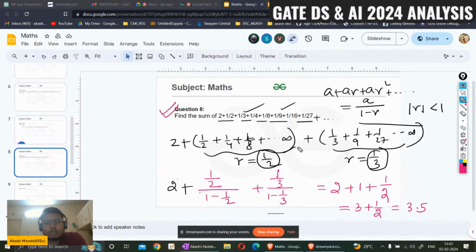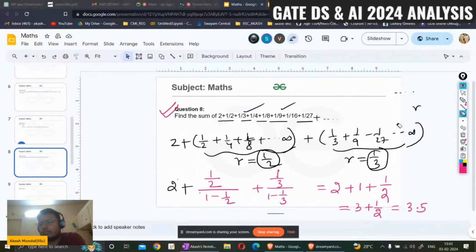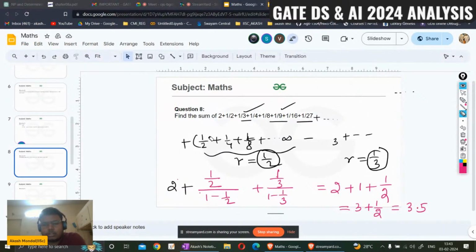So again, this is a simple question. One can easily solve this problem if he or she knows this GP formula. It is a pretty standard formula, right? So this one is also an easy question.